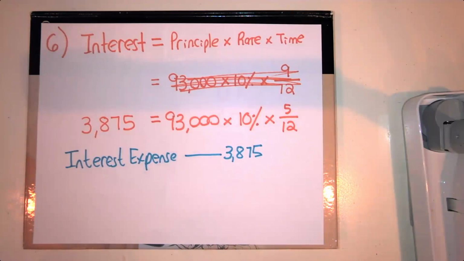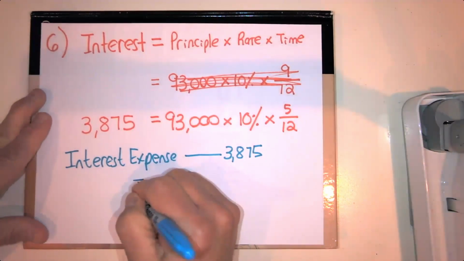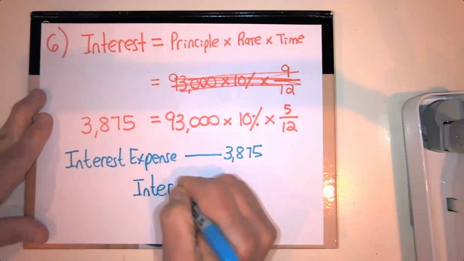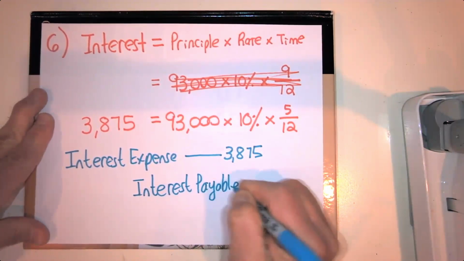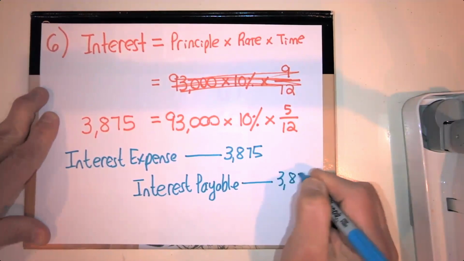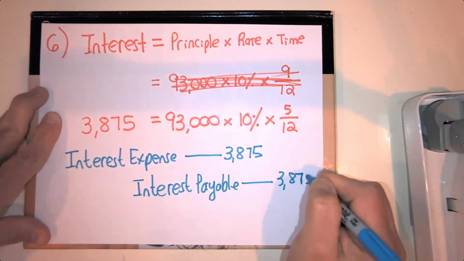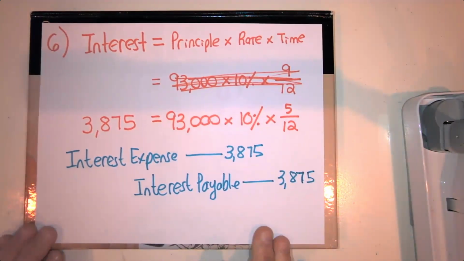Why that is relevant is as of December 31st, we are not paying any cash, but we now owe the bank 5 months of interest of $38.75. So the credit in my adjusting entry would be to interest payable, $38.75.